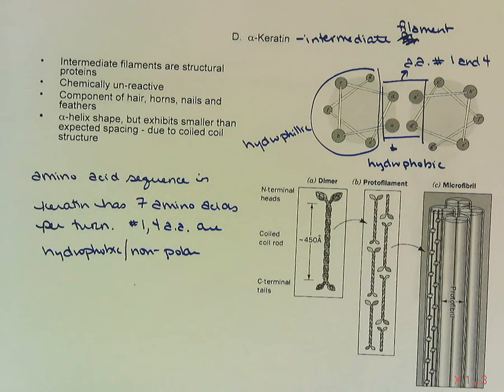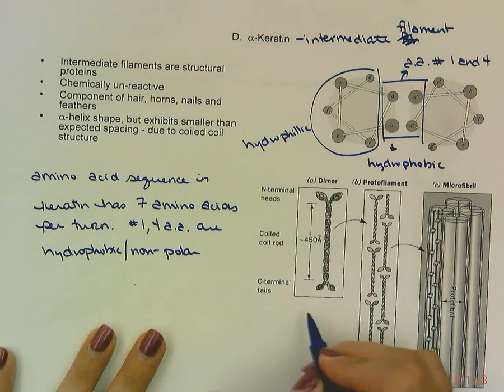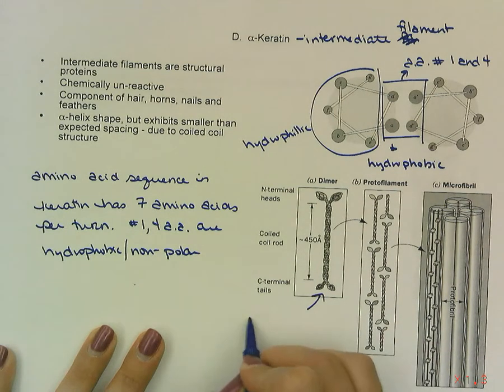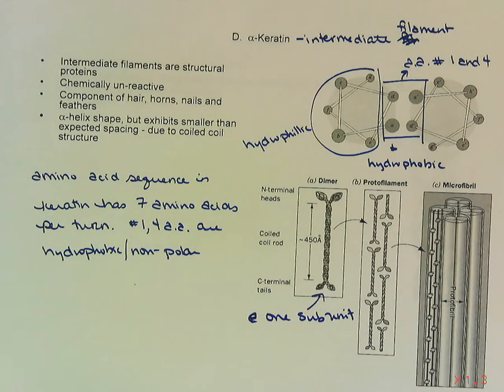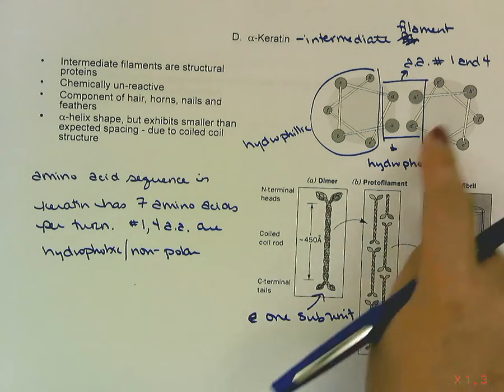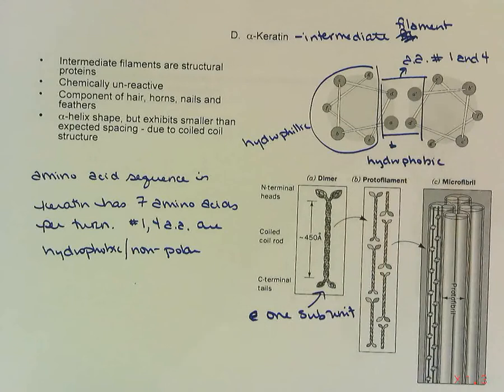So each subunit, which is going to be one dimer, so one dimer is considered one subunit, where the dimer is this coiled structure. 2 primary chains of amino acids coiled into their secondary structure, which then are associating together as a quaternary structure.